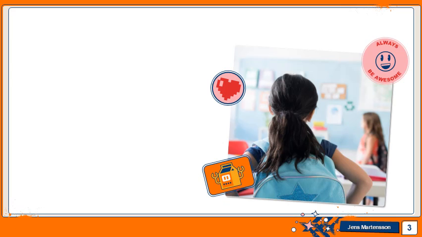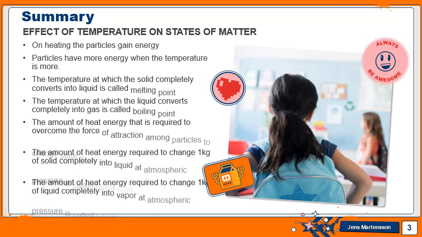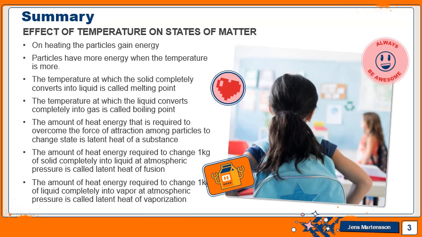At the end of this lesson, you will know what the effect of temperature on the states of matter is, and that on heating, the particles gain energy. Particles have more energy when the temperature is higher. The temperature at which a solid completely converts into a liquid is called the melting point. The temperature at which a liquid converts completely into a gas is called the boiling point.